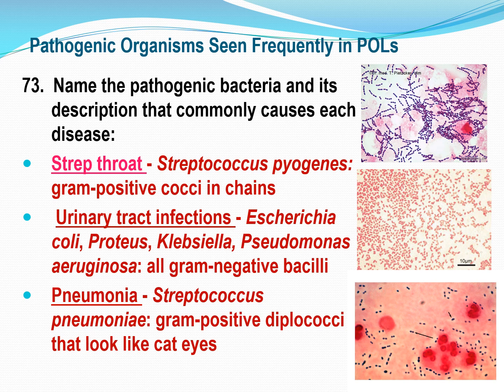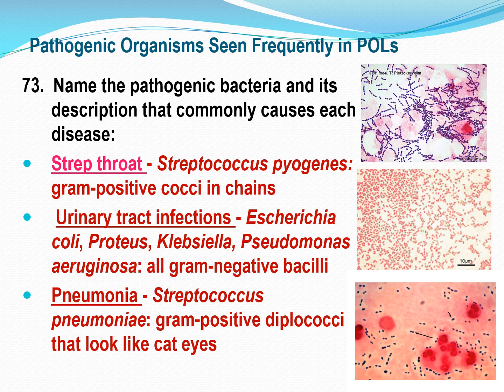We want to talk about the pathogenic bacteria and its description that commonly causes each one of these diseases. So strep throat, Streptococcus pyogenes, right? It's a gram-positive cocci in chains. Top picture over to your right. Urinary tract infections. More than one thing can commonly cause urinary tract infections. The most common are Escherichia coli, Proteus, Klebsiella, Pseudomonas aeruginosa, all gram-negative bacilli.